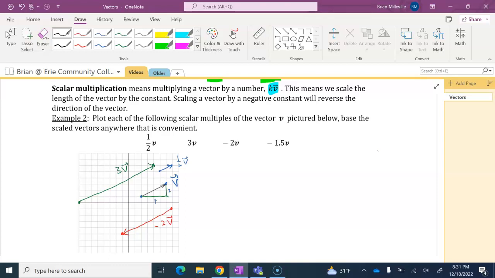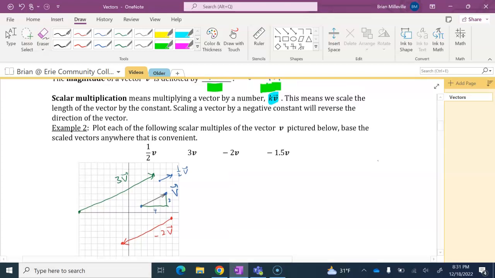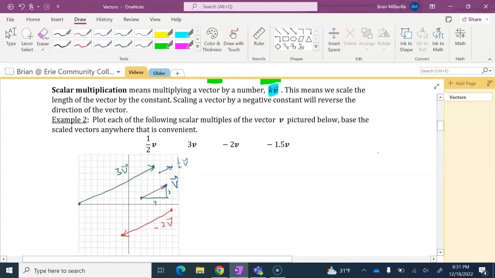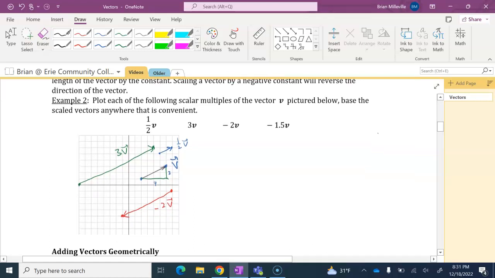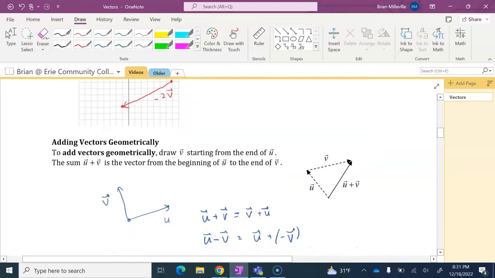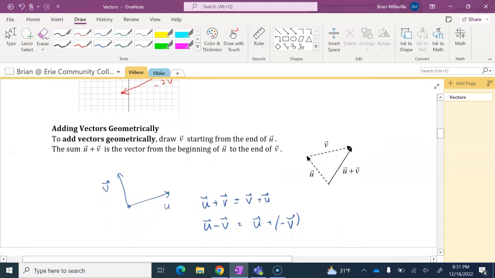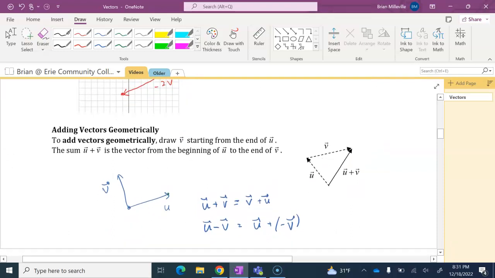I'm not going to do the last one for the video. Okay, so scalar multiplication is one important operation dealing with vectors, and we've shown how to perform that geometrically. The next thing we're going to look at is vector addition, geometrically, and we're going to get to that in terms of components shortly.